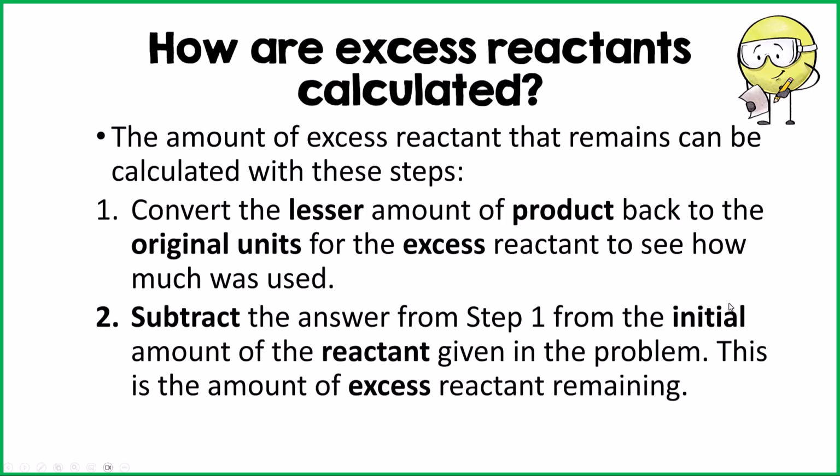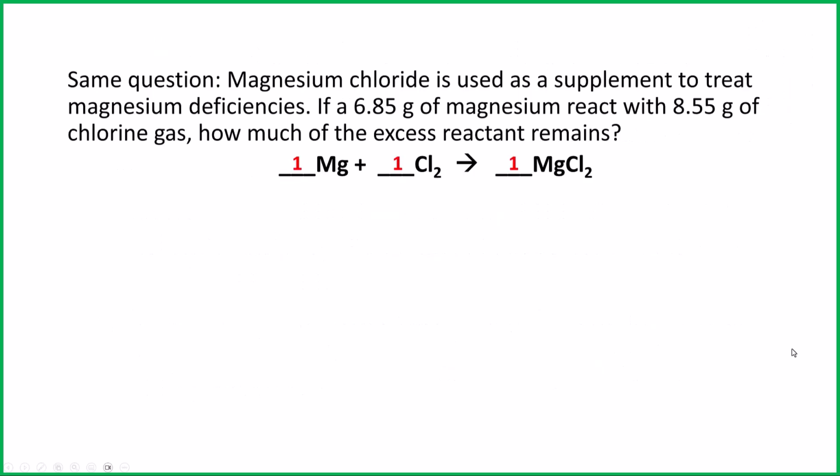And then we're going to subtract that answer from the initial amount of reactant that's given in the problem. So there's a larger amount of the excess reactant given in the problem than what is actually used in the experiment. So that'll help us determine how much is remaining. So we're going to use the same question here and the same reactants and products. Now we're going to use the magnesium, which is the excess reactant, and we're going to see how much of that is left over.